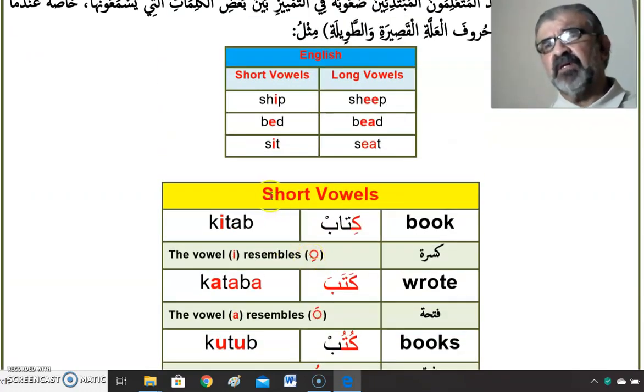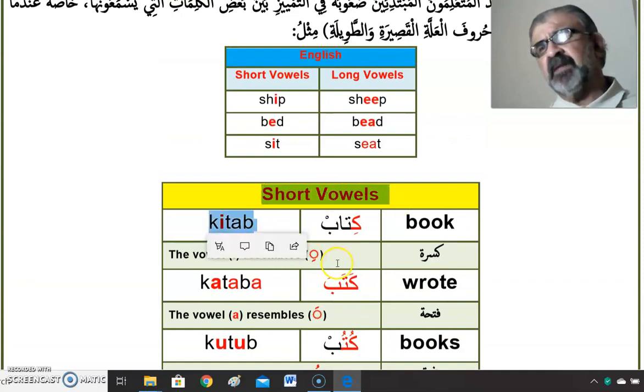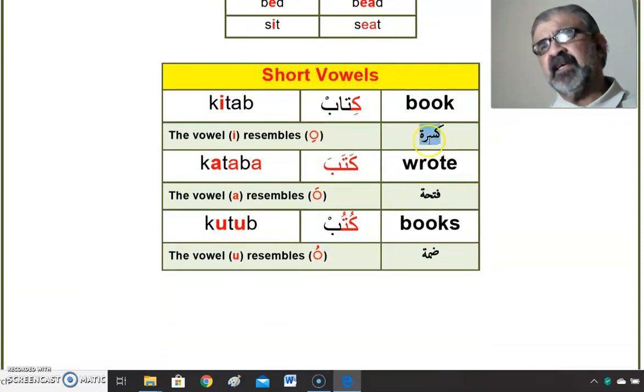First of all, short vowels. By the way, in Arabic we call these kasra, written under the letter. It's one of the diacritics. Fatha, written over the letter. And dhamma, again written over the letter.